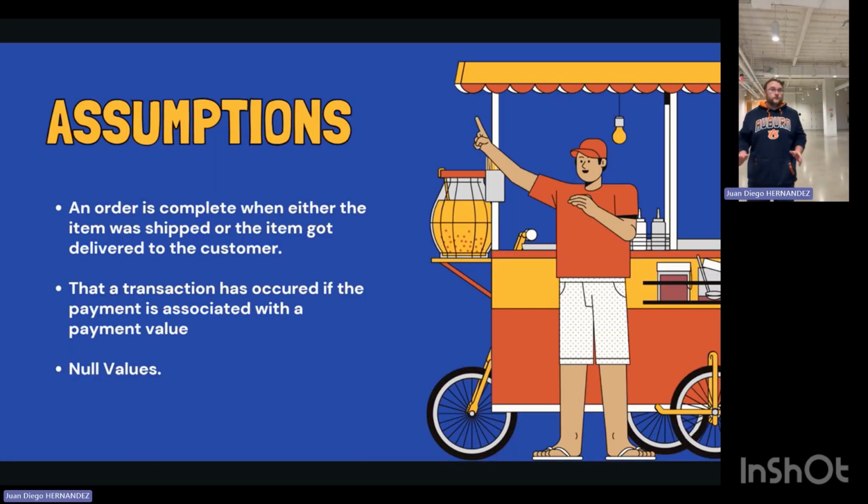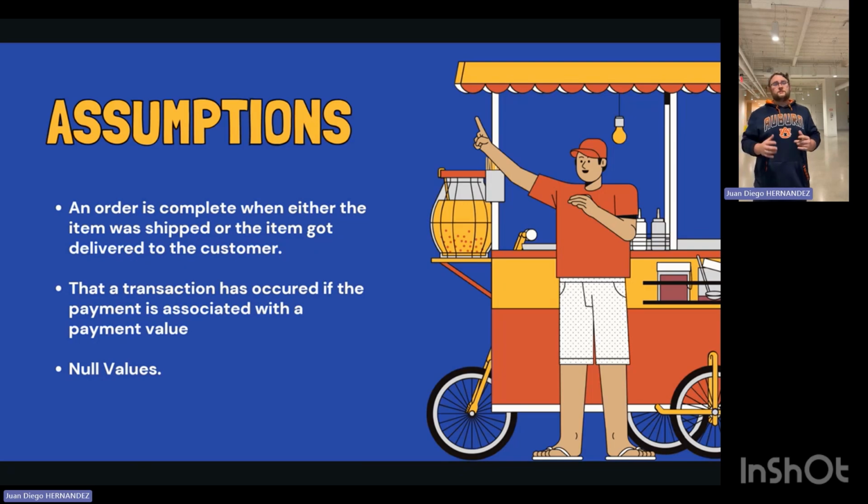Before we get into the analysis, we have to state some of our assumptions, that is, the logic that we use to generate the analysis. The first thing is that we are going to assume that if an order got shipped or got delivered to the customer, the order was completed. The next assumption is that our revenue analysis is based off of the orders payment table. By doing this, it is assumed that if an order has a payment value associated with it, then a transaction has occurred, thus increasing our revenue.